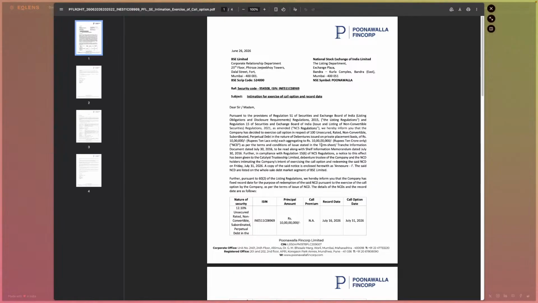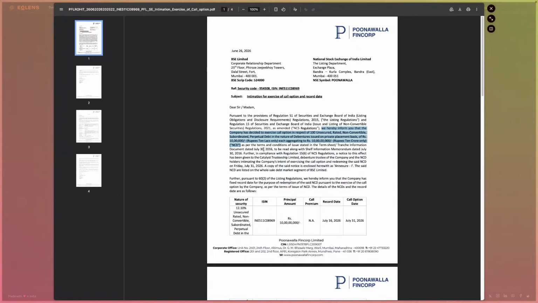I'm going to just read this because it says loan default, but I don't think it's the right thing. Pursuant of the Securities and Exchange Board of India Listing Obligation and Disclosure Requirement Regulations 2015 and regulation, we hereby inform you that the company has decided to exercise call option in respect of 100 unsecured rated non-convertible subordinated perpetual debt in the nature of debenture issued on private placement basis of rupees 10 lakh only each, aggregating rupees 10 crore only. NCD, non-convertible debenture.